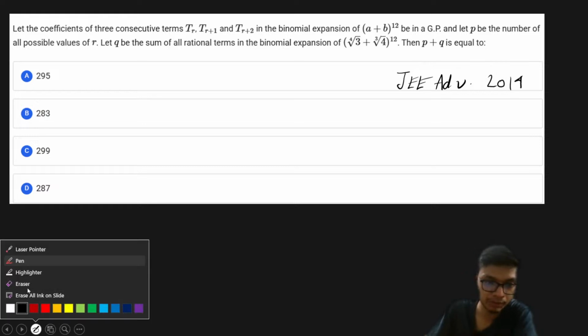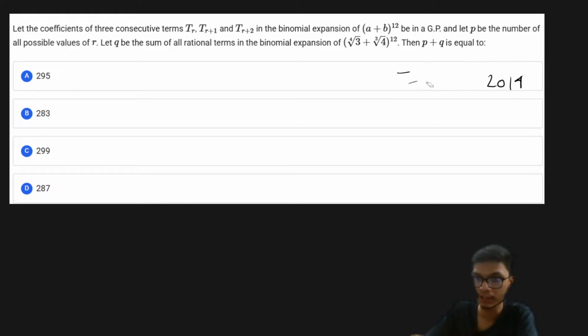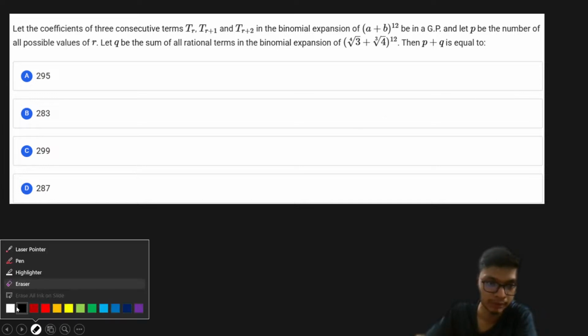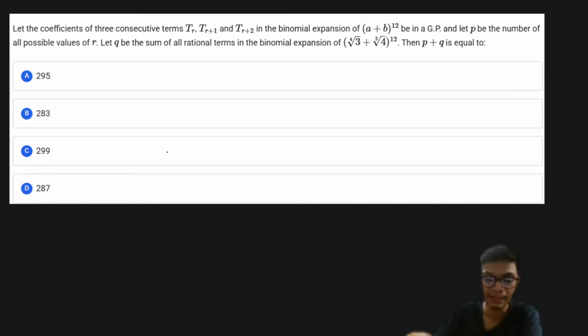So I would always request all of you, along with the preparation for JEE Mains, if you are done with the syllabus, to please go through the JEE Advanced previous year problems as well. Okay, so let us proceed with the problem over here.